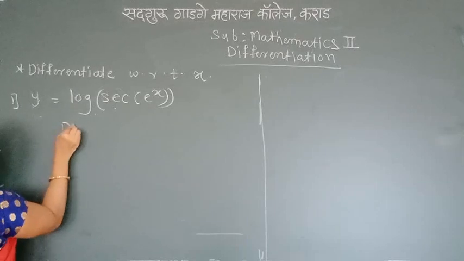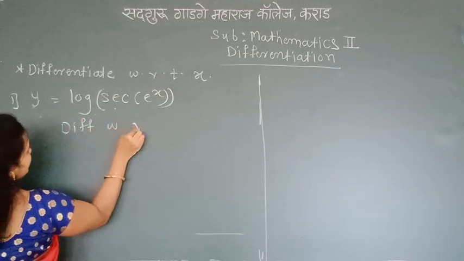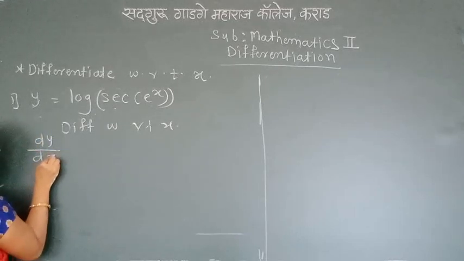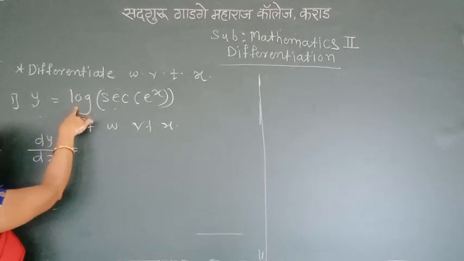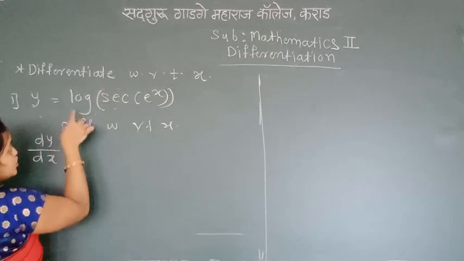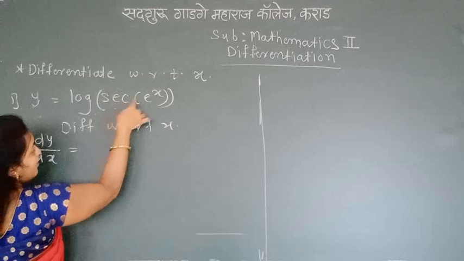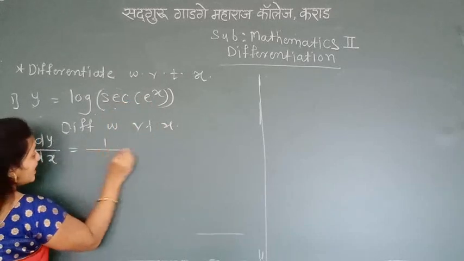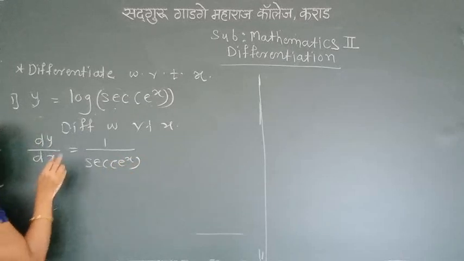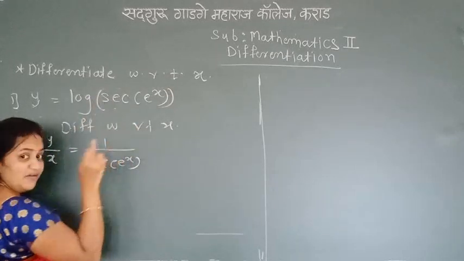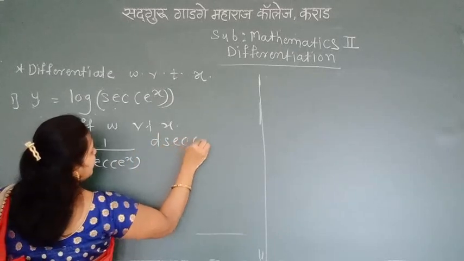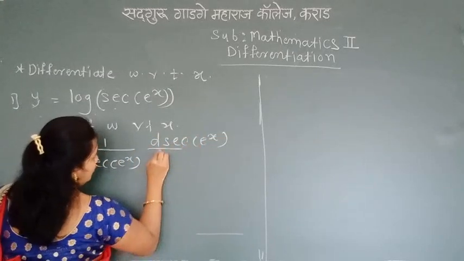So differentiate with respect to x here. So dy by dx. पहले हम लोग क्या कंसिडर करेंगे? स्टैंडर्ड फंक्शन. कौन सा स्टैंडर्ड फंक्शन है? log. What is the log of x derivative? 1 upon x. So what is the derivative of log of sec of e raised to x, which is 1 upon sec of e raised to x. But this is not my x. So again we can find the derivative of sec of e raised to x with respect to x.